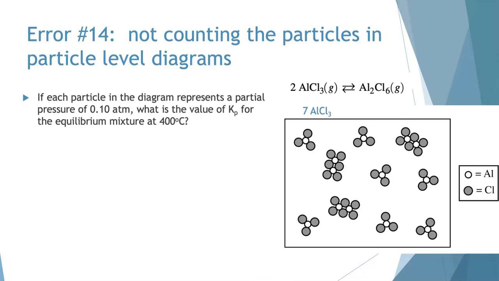What I see right away is that there are 7 AlCl3 molecules, and I have 3 Al2Cl6 molecules. Always count them. Why? This is going to be really helpful.